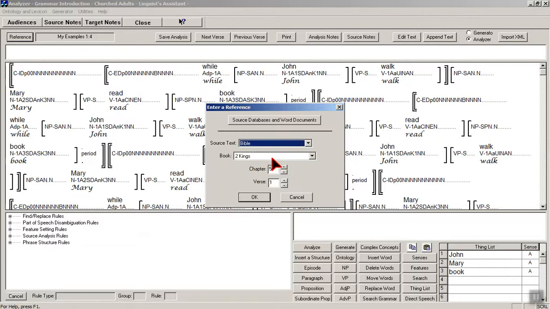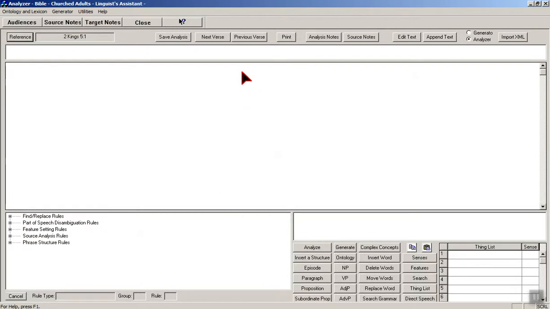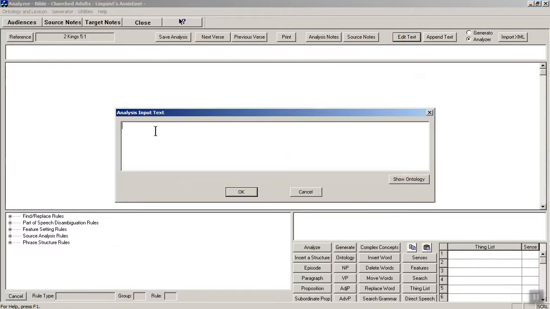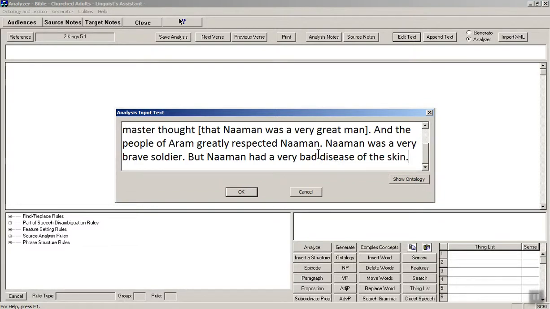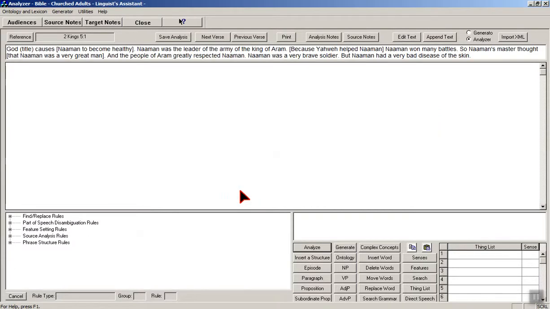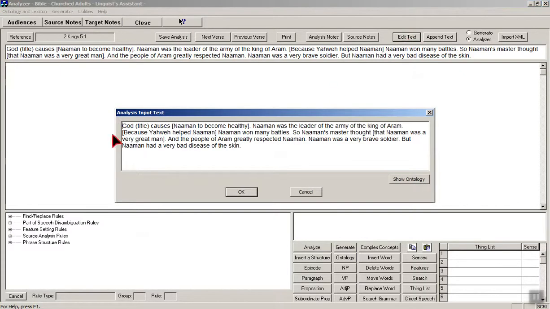So let's see, 2 Kings chapter 5 verse 1. So I go there, and it went there, so I have the reference 2 Kings 5:1, and now I can do edit text, and I'm going to paste in that text. And it came out pretty big, but that's because somehow it kept the formatting from Word. If I save it and then click edit text again, then you'll see it in a smaller font so you can see the whole thing.